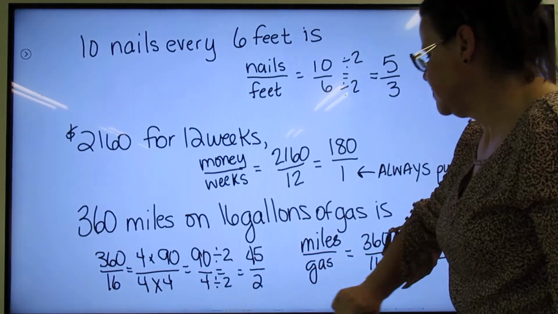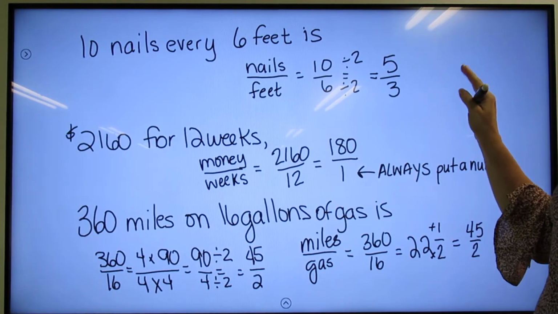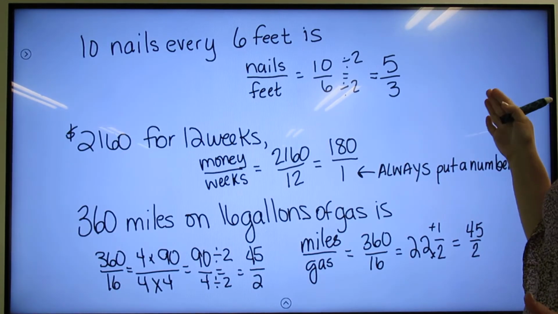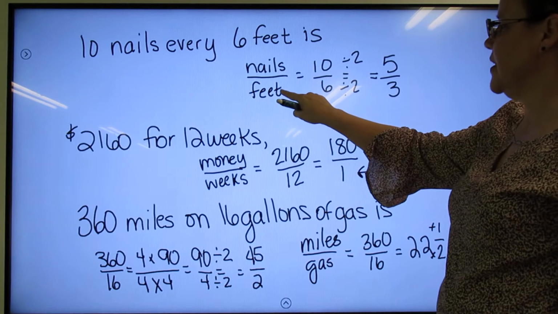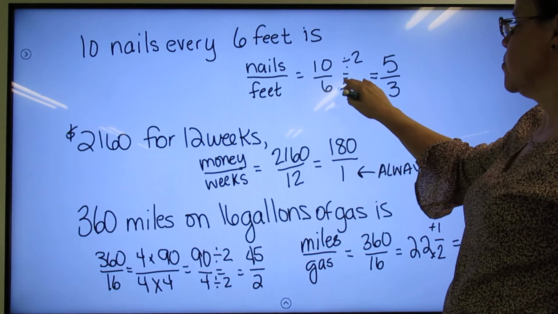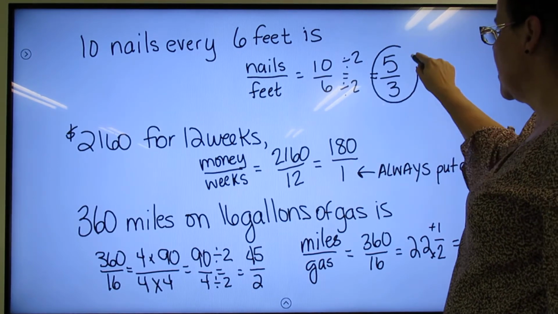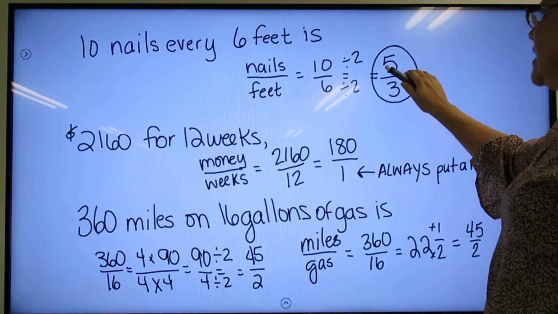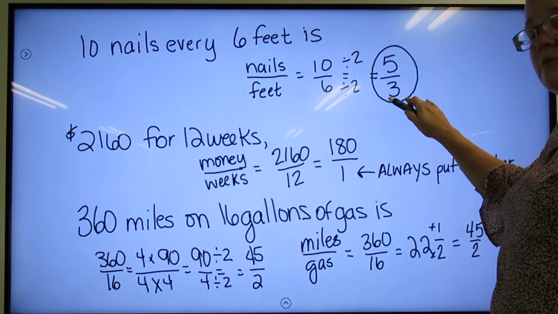So, 10 nails for every 6 feet is going to be used. It's nails to feet, 10 to 6, or 5 to 3. 5 nails will be used for every 3 feet.